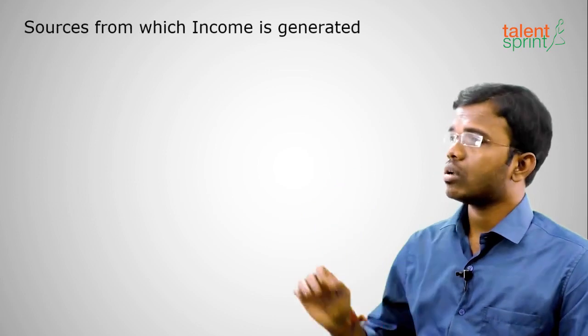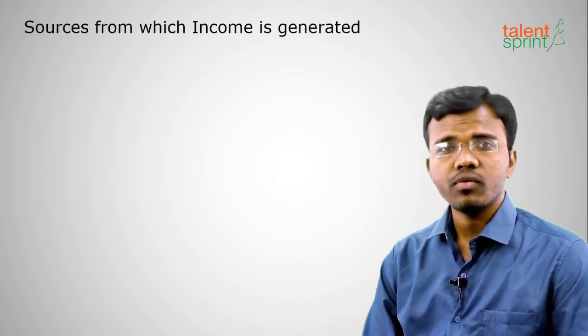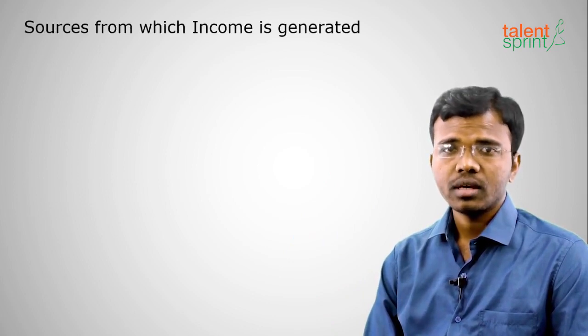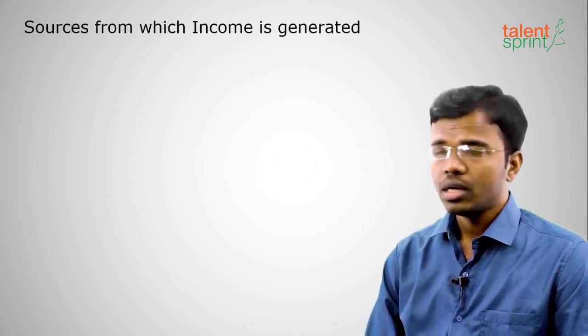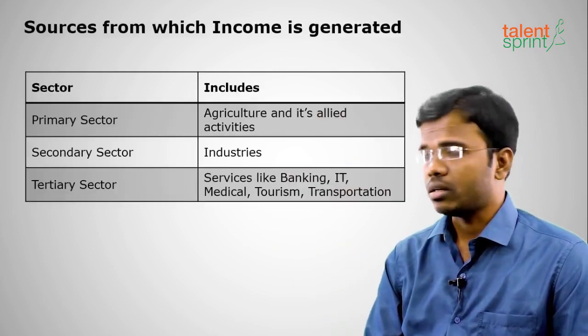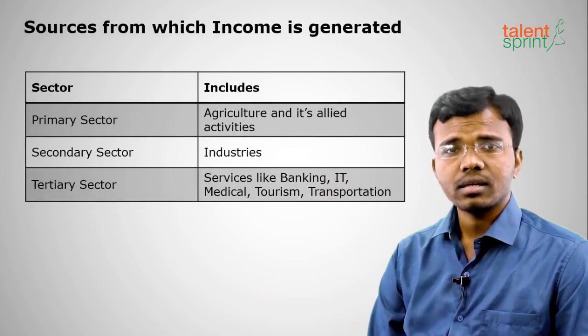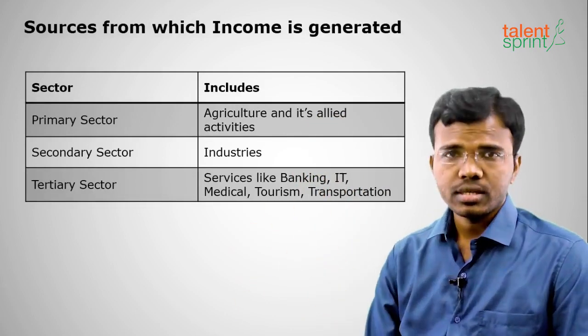Okay, moving on to the sources from which the income is generated. Before I calculate national income, we need to know from which sources the income is generated in the country. There are three types of sources. First is the primary sector, next is the secondary sector, and third is the tertiary sector.